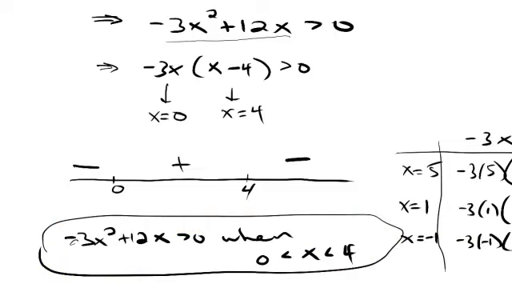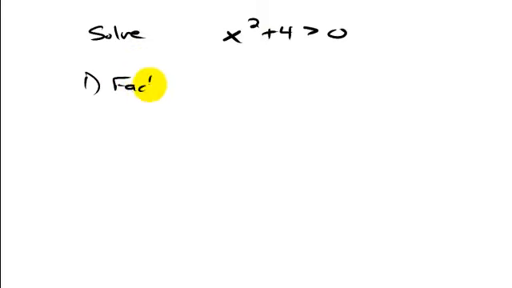Now I got one more example I want to show you. And it's what happens if it doesn't factor. So take an easy one. X squared plus 4 greater than 0. It is in the correct form. Okay. Here's your quadratic, inequality, and then 0. But if you try factoring it, it doesn't factor. So let's say factor. We can't.